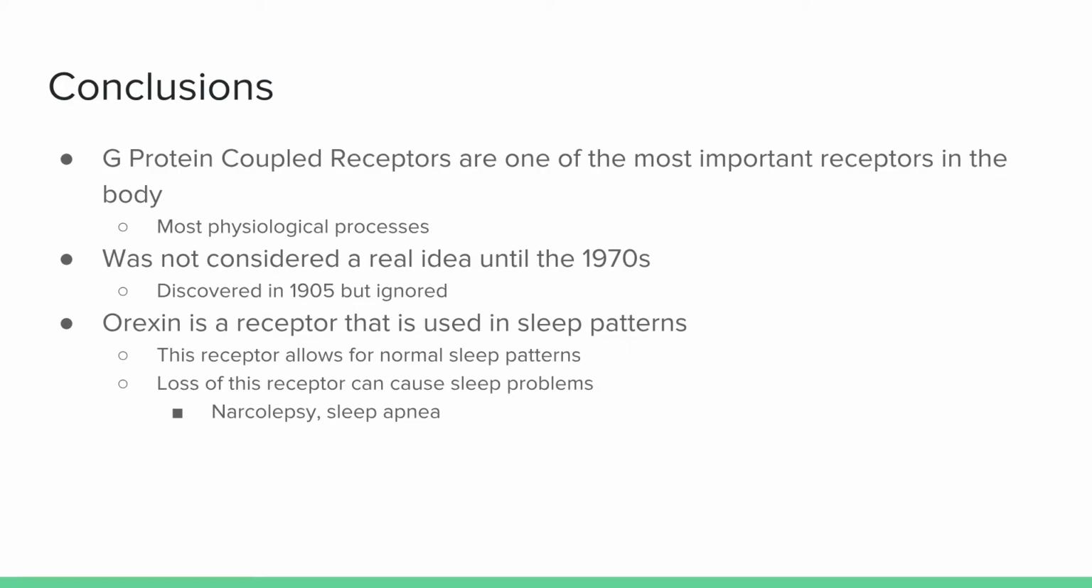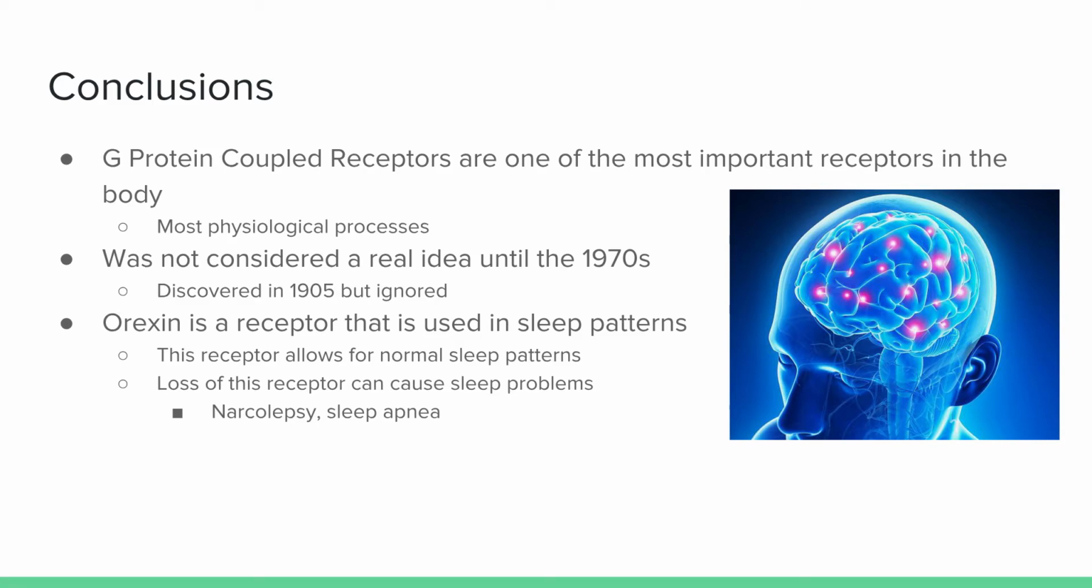As a final emphasis, G-protein coupled receptors are considered one of the more important types within the body. They are responsible for multiple physiological processes that allow for humans to function. While being discovered in 1905, they were not truly accepted until the 70s, where they were finally deemed an important find. Lastly, the G-protein receptor of orexin has recently been studied and identified with sleeping patterns.